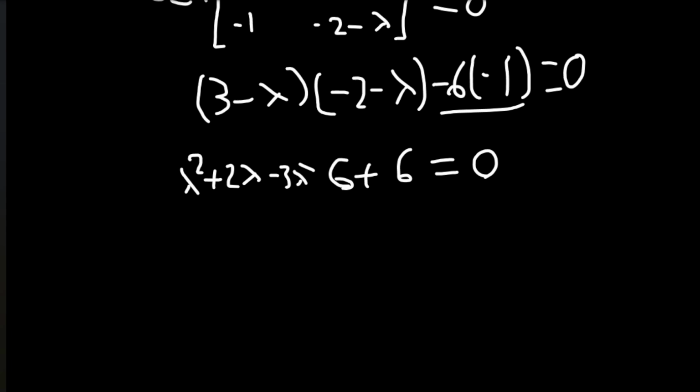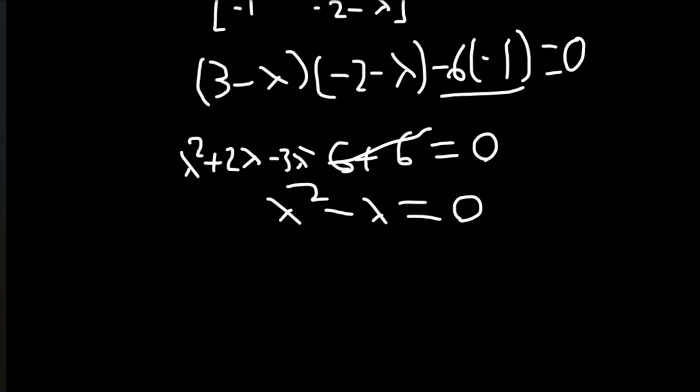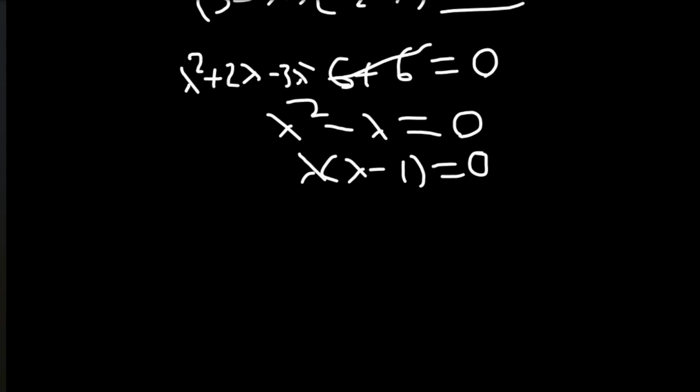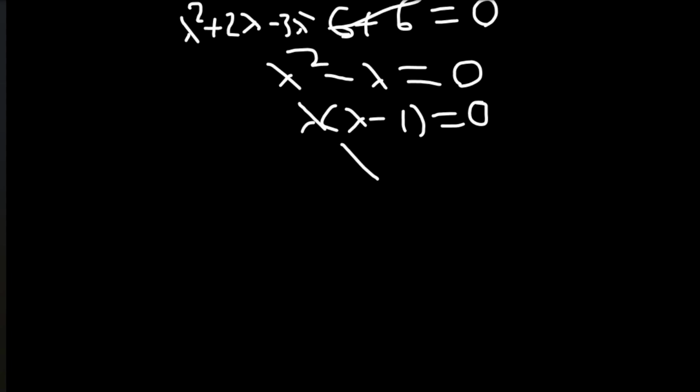Okay. So our 6's cancel out, and we're left with lambda squared minus lambda. If you factor this out, you would see that we get lambda times lambda minus 1 equal to 0. So now we can solve directly for our eigenvalues, and we end up getting 0 and 1.